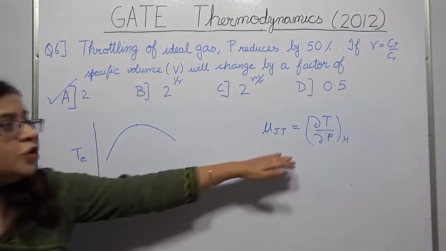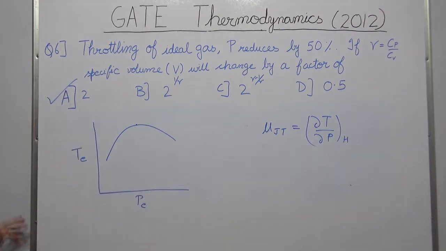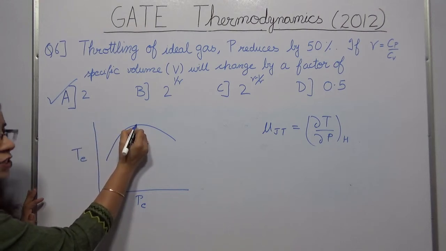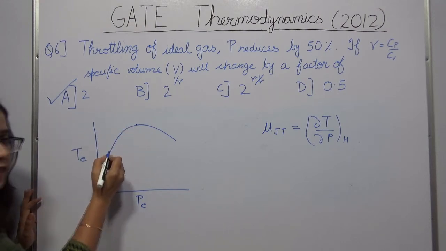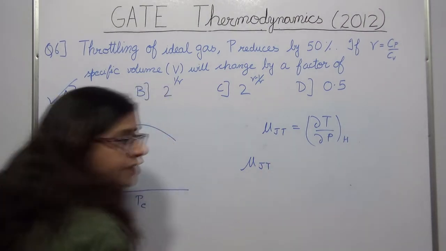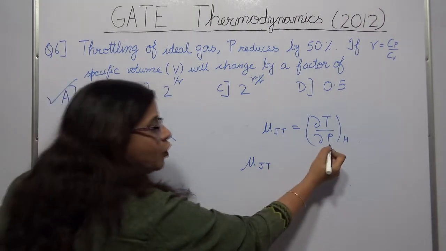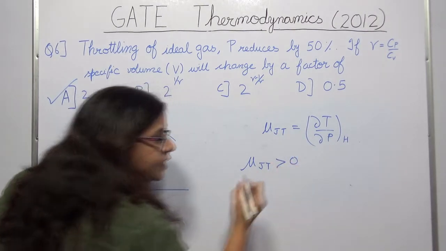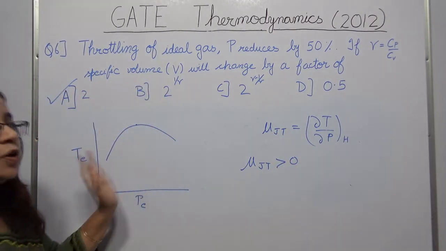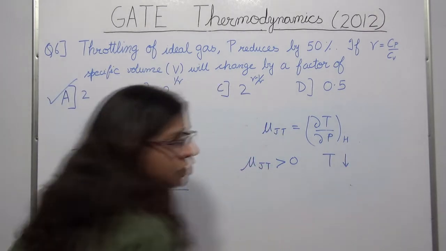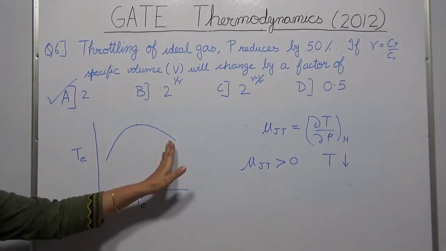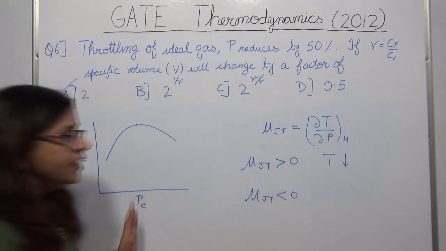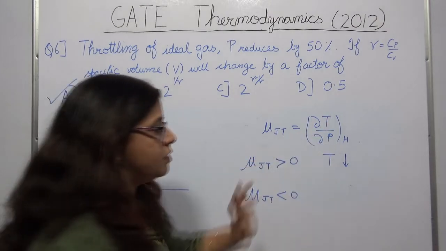Okay, this is your Joule-Thomson coefficient. When you are in this region before your inversion point is reached, your mu JT is positive. If your mu JT is positive, that means for a decrease in pressure, your temperature also decreases. So when your mu JT is greater than 0, throttling that gas will cause a decrease in temperature. But if you are beyond this inversion point, your mu JT is negative, that means less than 0. In that case, if you decrease the pressure, your temperature will increase.